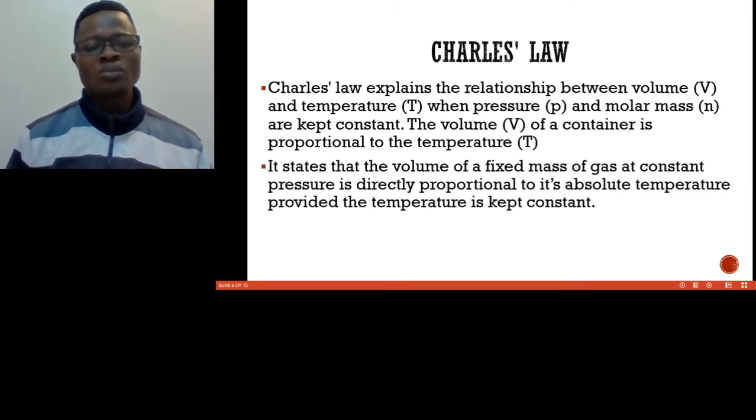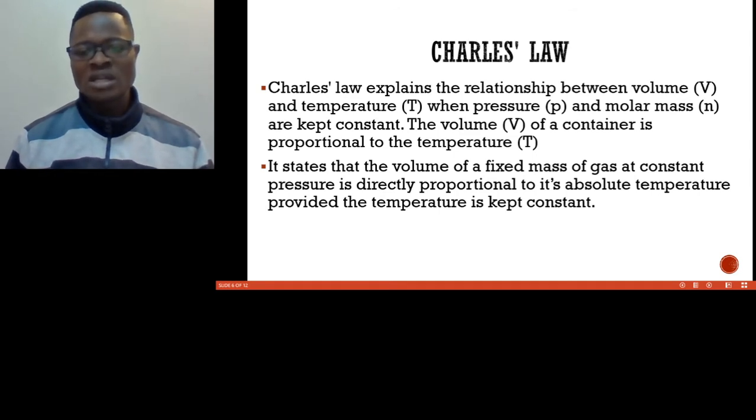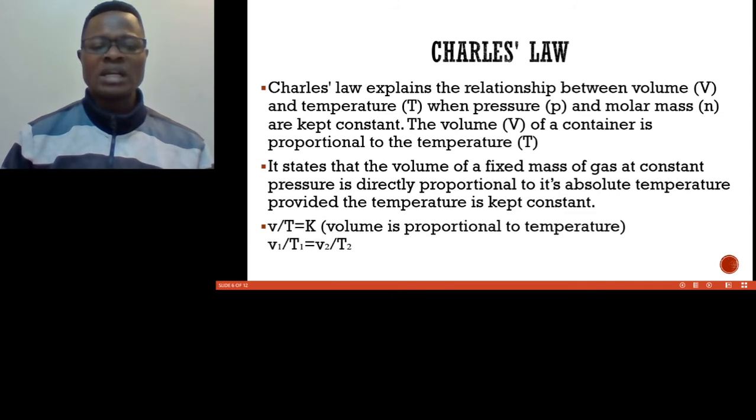So Charles' law basically states that the volume of a fixed mass of a gas at constant pressure is directly proportional to its absolute temperature, provided that the temperature is kept constant. So the temperature is kept constant when there is a volume of a fixed mass of a gas at a constant pressure. Then we are talking about Charles' law.